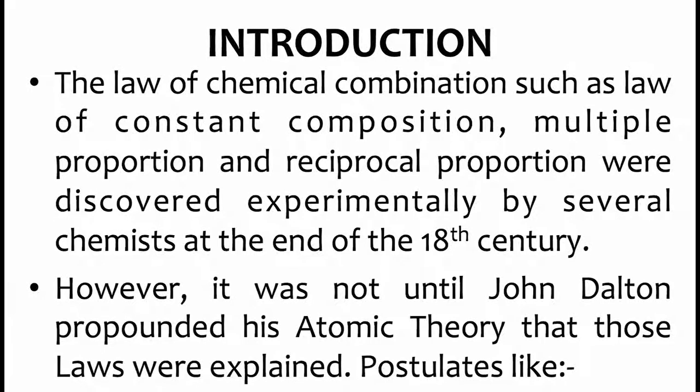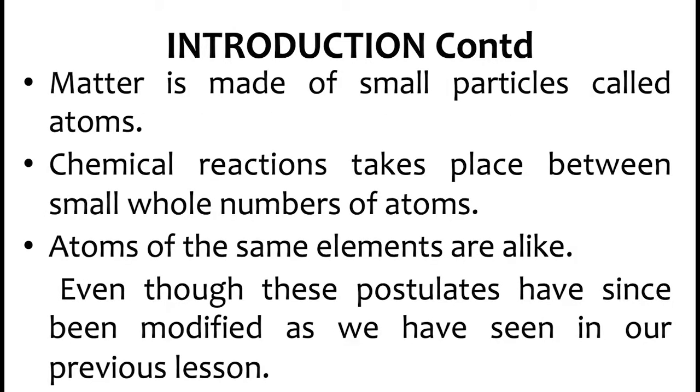Looking at the introduction, the laws of chemical combination such as constant composition, multiple proportion, and reciprocal proportion were discovered experimentally by a lot of scientists. But these concepts were not properly understood until John Dalton propounded his postulates. These postulates include: matter is made up of small particles called atoms; chemical reactions take place between small whole numbers of atoms; and atoms of the same element are alike, even though these postulates have been modified, as we have seen in our previous lessons.